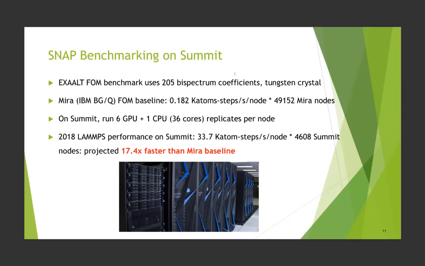Yes. On Summit, we run 6 GPU replicates and 1 CPU replicate. As Aidan mentioned, the EXAALT ECP project is not trying to run billions and billions of atoms. We're running small replicates, and then those trajectories are stitched together to form a very long trajectory, much longer than could be achieved with a single simulation. So we run replicates on all of the GPUs on Summit, as well as the remaining 36 CPU cores. We did this for the version in LAMMPS that Christian Trott wrote and I ported. When we benchmarked on Summit, we took the single node performance and scaled that up by the number of nodes on Summit. This gave approximately 17x faster than the Mira baseline. And as Aidan said, the EXAALT PI Danny Perez has also run larger scale simulations to validate these numbers.